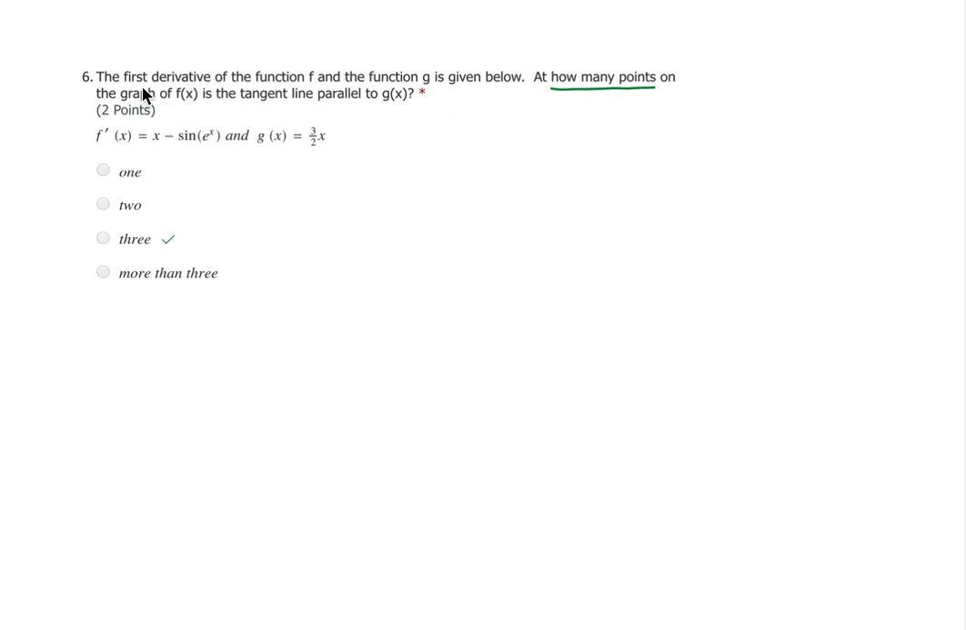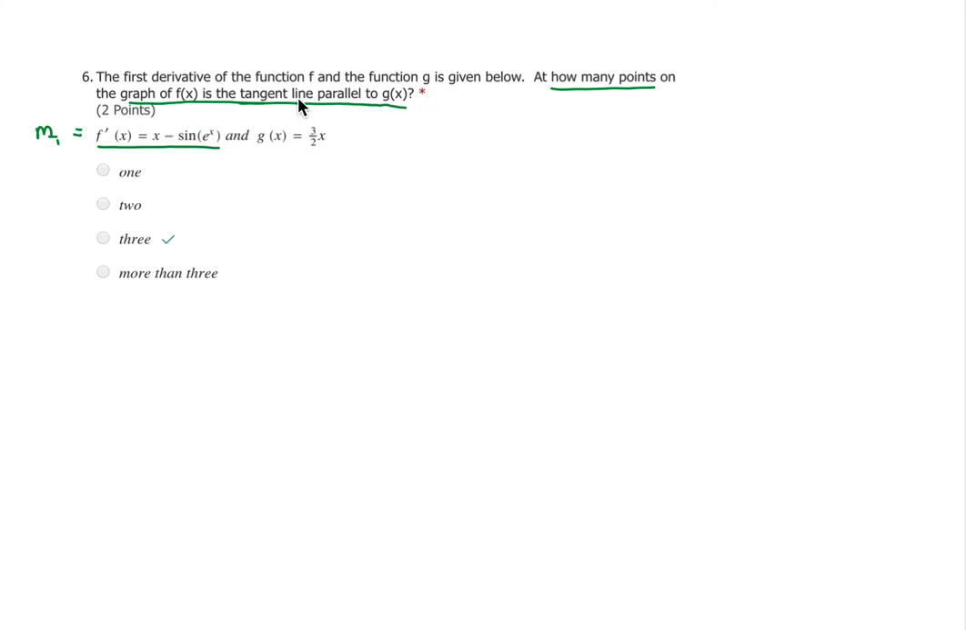The next thing you have to look at is that the tangent line of the graph of f of x is parallel to g of x. So tangent line tells us I need to find the derivative of f of x so I can get the slope of the tangent line. But they've already given me the derivative of f of x. So this equation represents the slope of my tangent line.